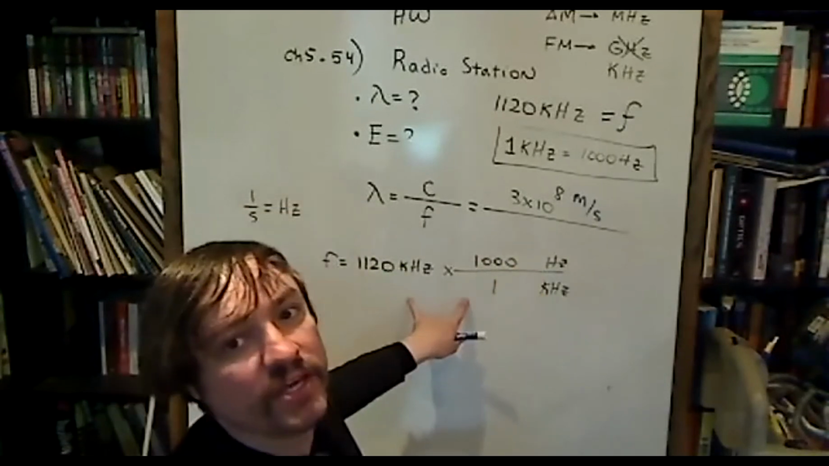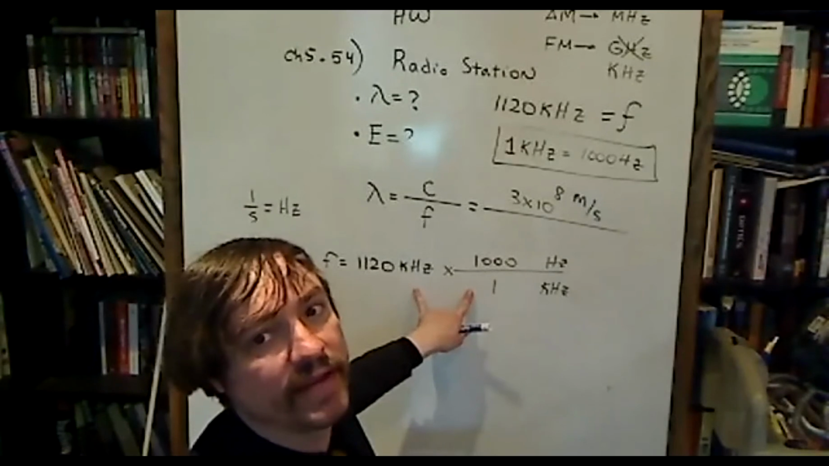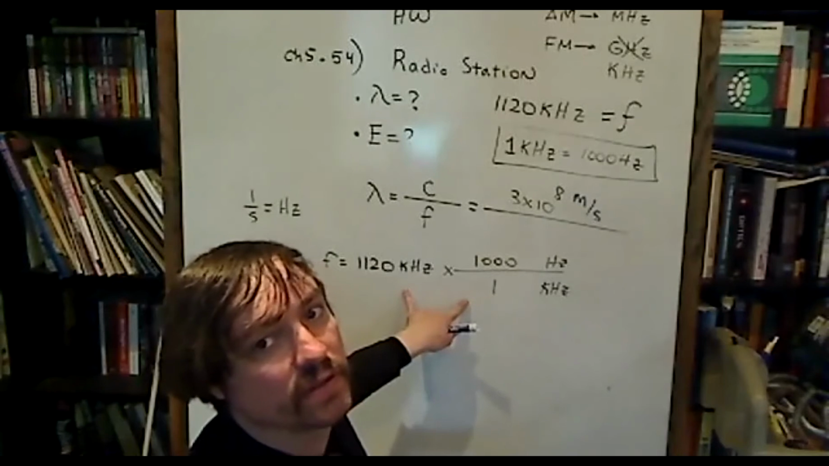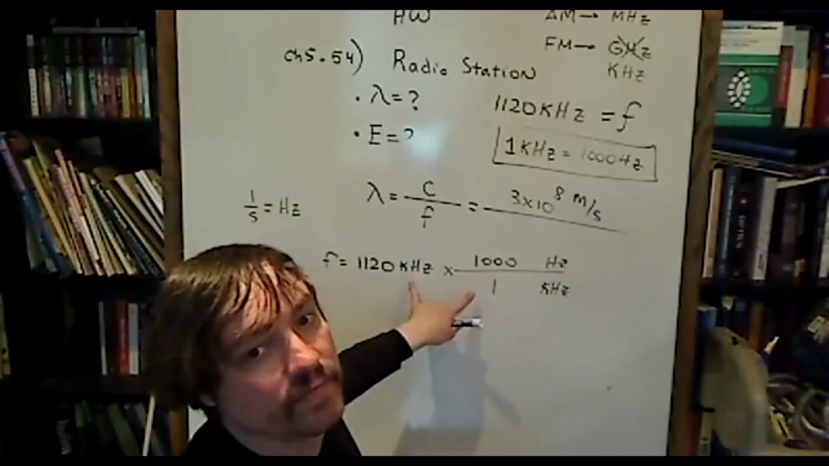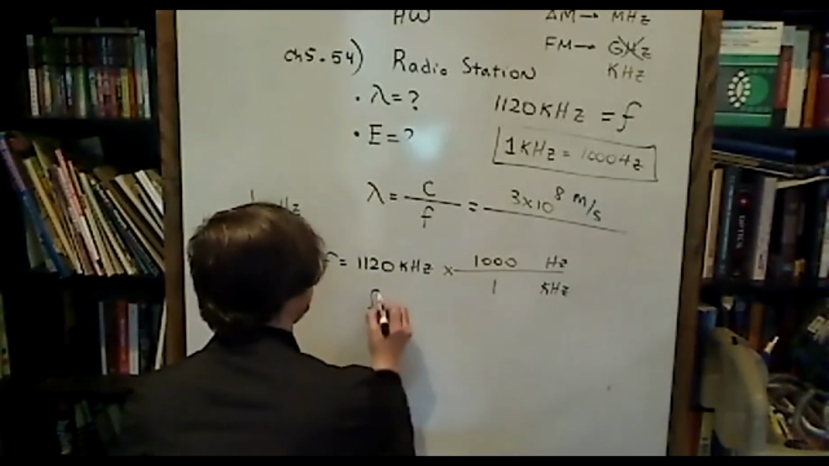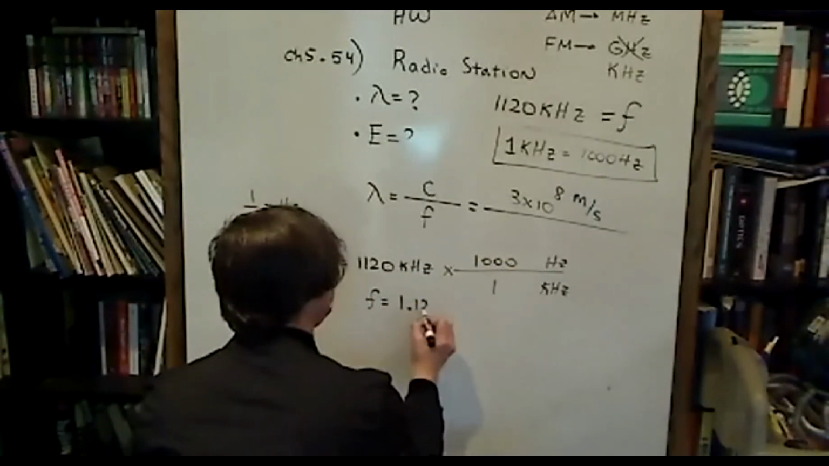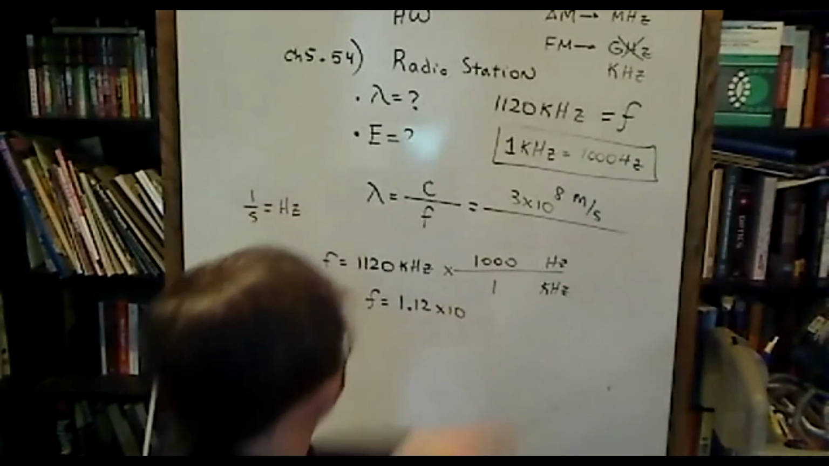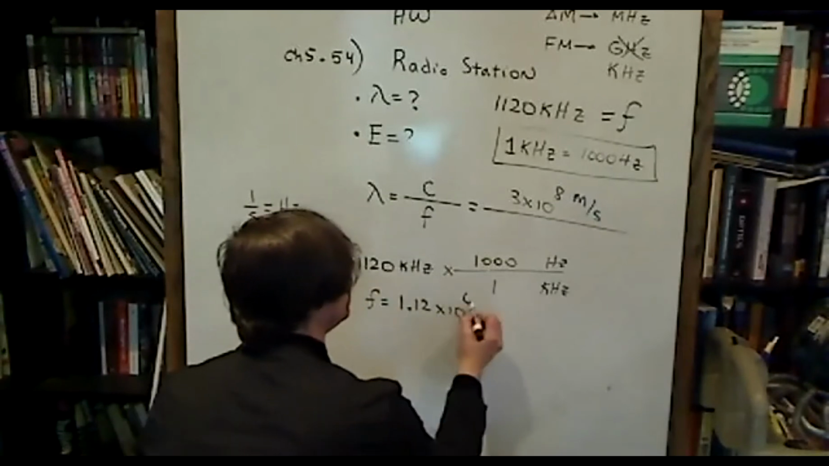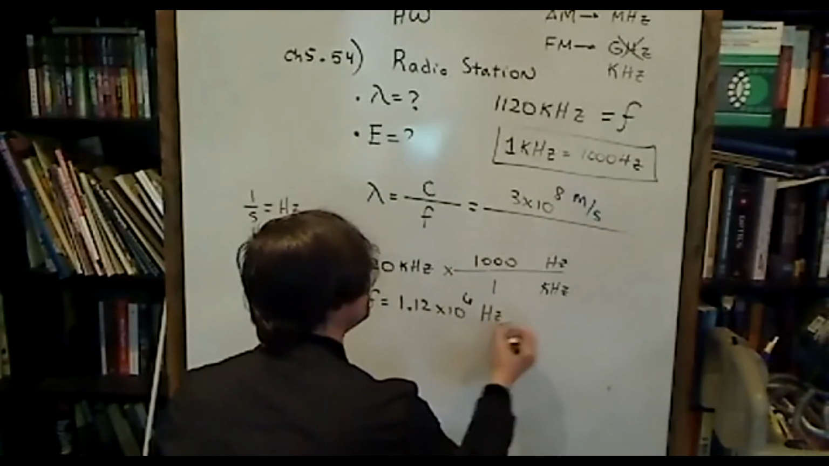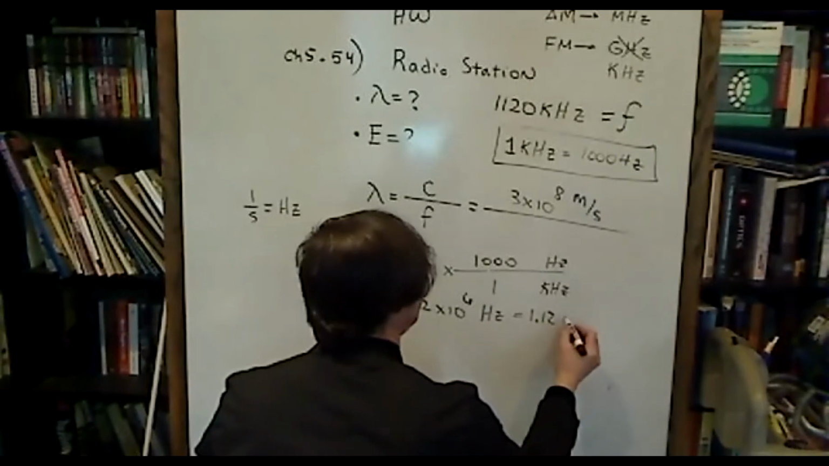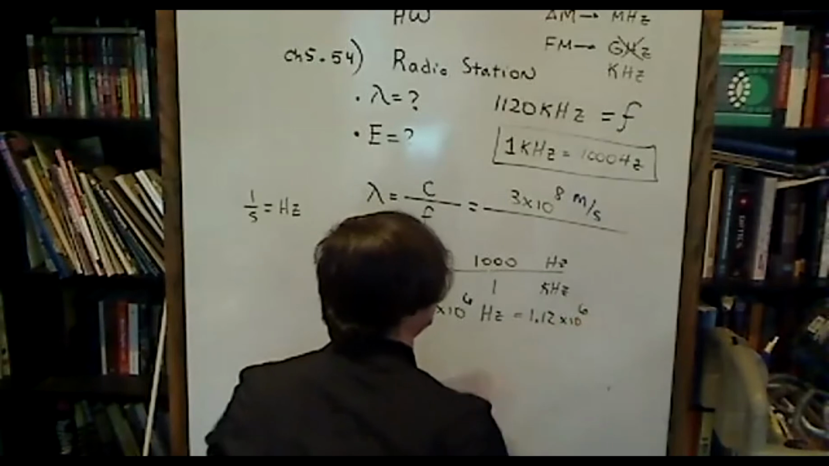Hey, you're pretty good. That was Laura, right? Yep. Are you good enough to do this in your head? I mean, I should be. You're just tacking 3 zeros on it. The frequency is going to be 1.12 times 10 to what power? To the 6. Beautiful. And that's hertz. Yep. And that, my friends, is 1.12 million cycles per second.